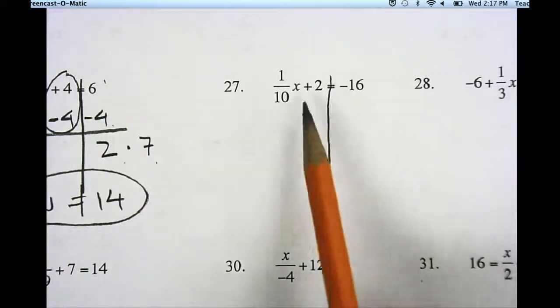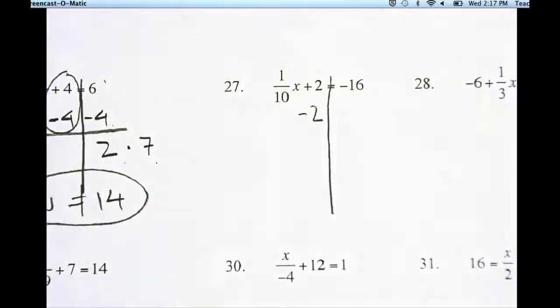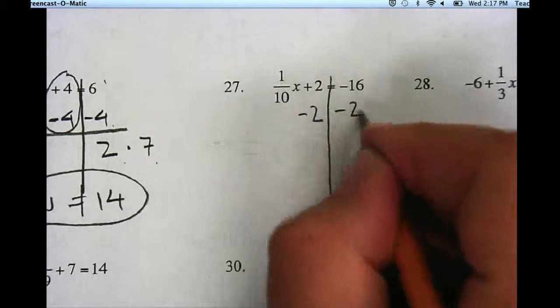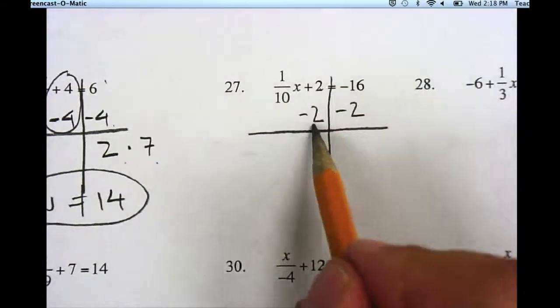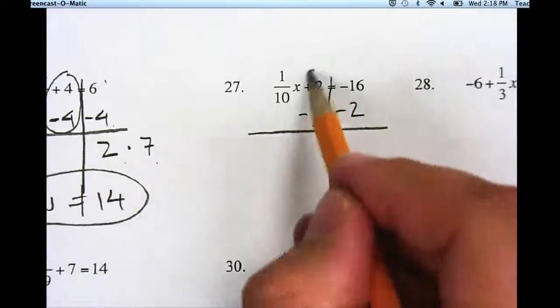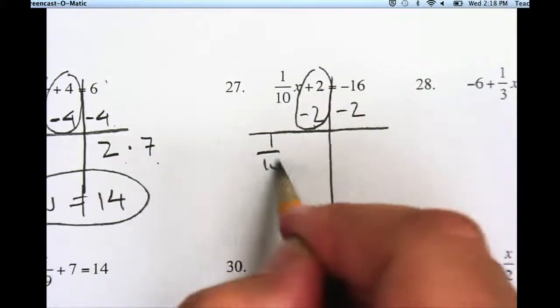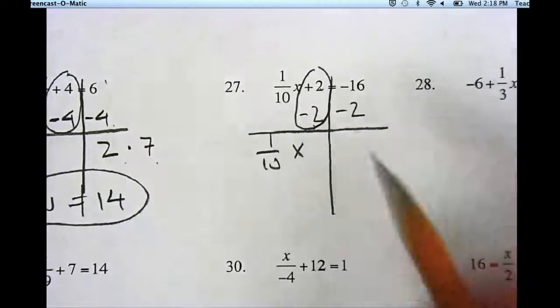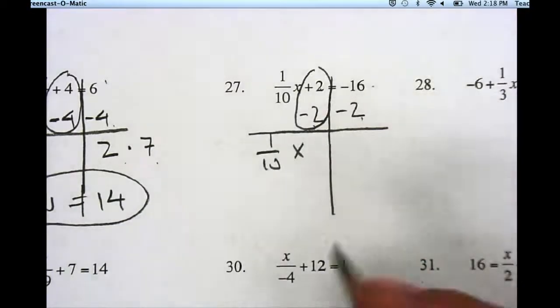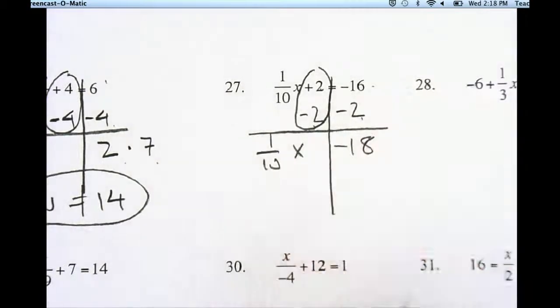So to create a 0 with positive 2, I need to have a negative 2. But if I do it on that side of the equation, to keep it balanced, I've got to do it on the other side of the equation also. Positive 2 and negative 2 make 0. So I've got to bring down what's left. And what's left is 1 over 10 times x, or 1/10 x. On the other side, I have negative 16 and negative 2. That's going to make a total of negative 18.